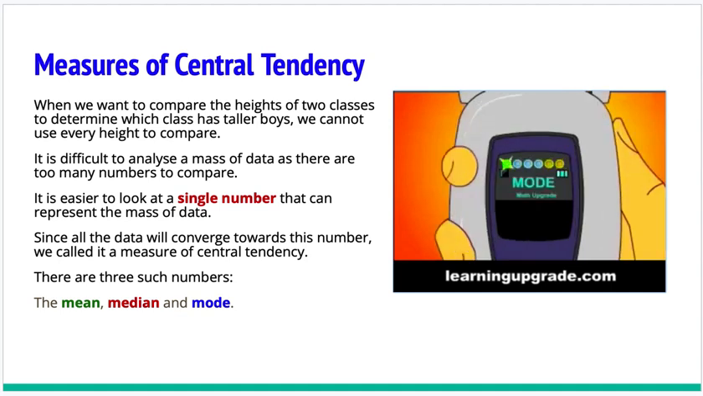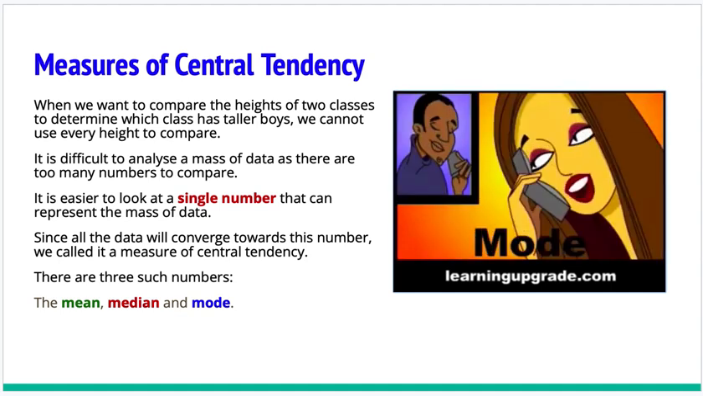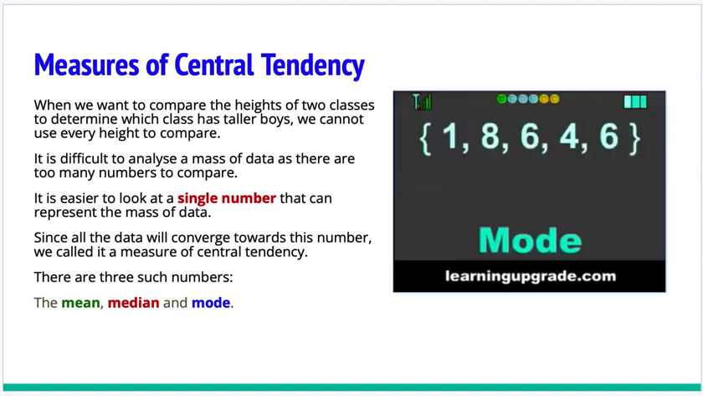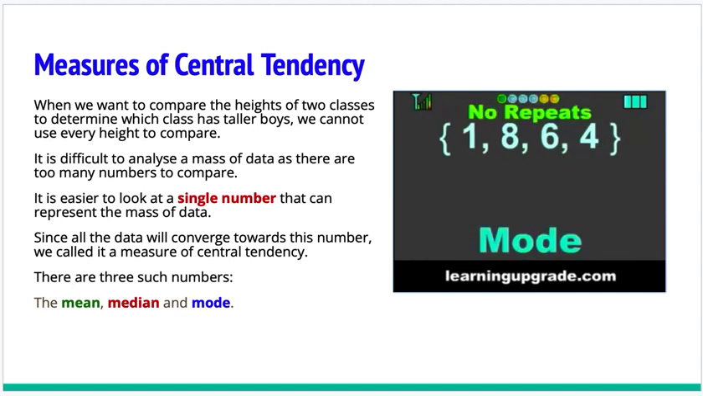Mean, median, and mode. How do you find the mode? Just find the number that repeats most often, and that number is the mode. If you find no number that repeats most often, then there is no mode.